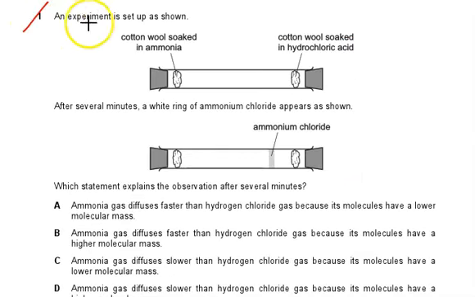Okay, number 1. An experiment is set up as shown. Here is a cotton wool soaked in ammonia. Ammonia is NH3, and here's another cotton wool soaked in hydrochloric acid. Please remember this question has been repeated since 2020, in 2020 and 2021 May/June. You can go through some of my videos on May/June.